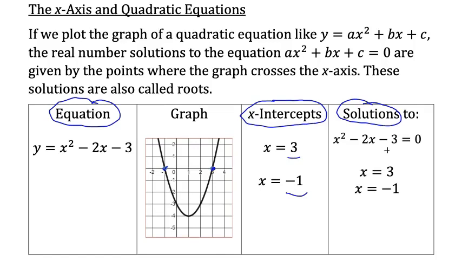Now if we set that same quadratic expression equal to 0 instead of equal to y, so now what I've done is replace the y with a 0, we notice the solutions to this equation are the same as these x-intercepts. And that makes sense because when y is 0, the graph is at the x-axis. So the x-intercepts of a parabola also show us the solutions when that quadratic expression equals 0.